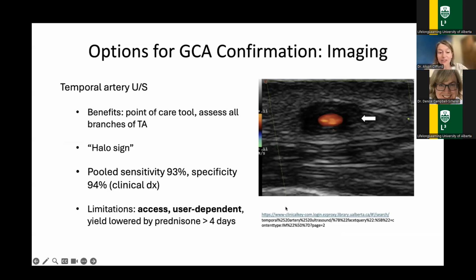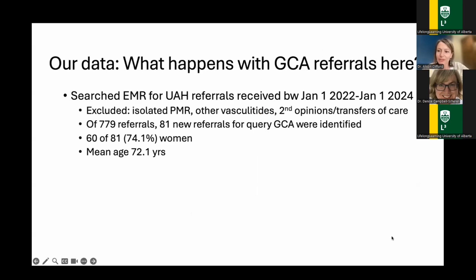The main limitation to this is access, I think, in that it is very user dependent and requires quite a bit of training to be able to do this. So this is not available widely yet in Alberta, but there will be some access in a few places for sure. When available, it's a great test.